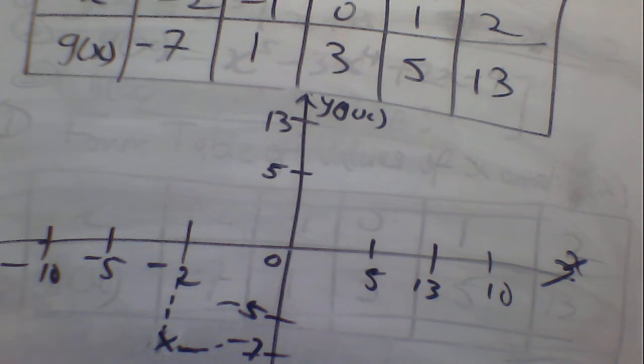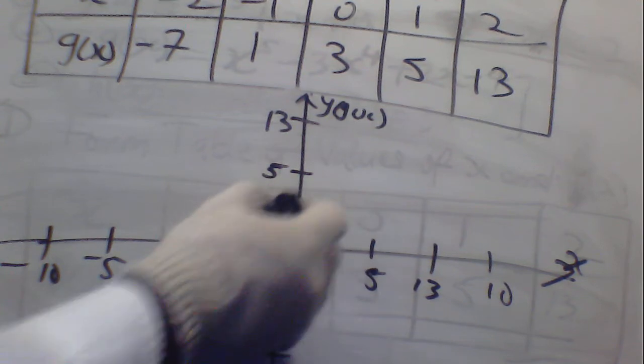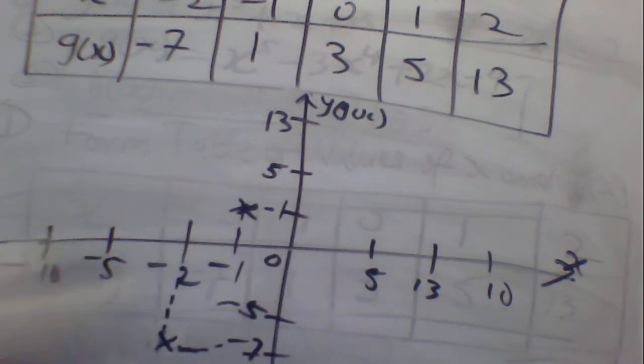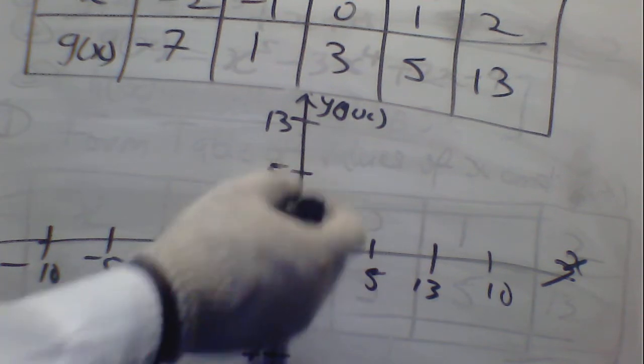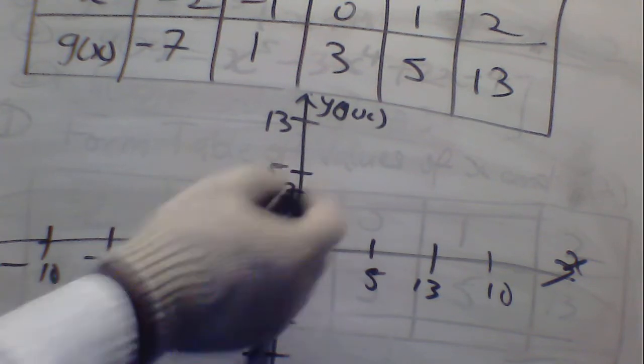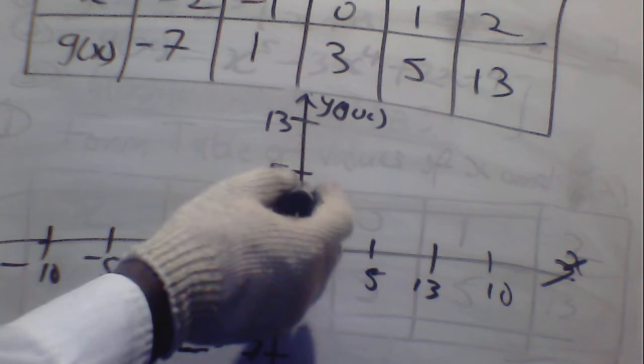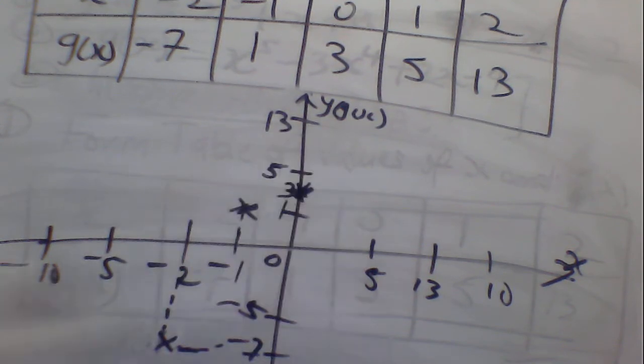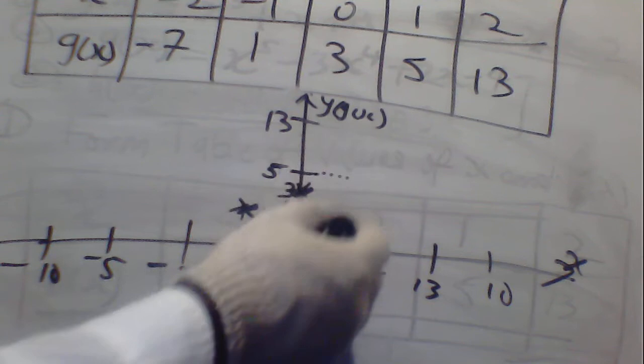When x is minus 1, so we are here at minus 1, y is 1. They will meet here. When x is 0, y is 3, and x is 0 on this axis. So somewhere here we have 3. I hope you are seeing it. So when x is 0, y is 3, they will meet here. When x is 1, somewhere here, y is 5. You can track it somewhere here at 5.